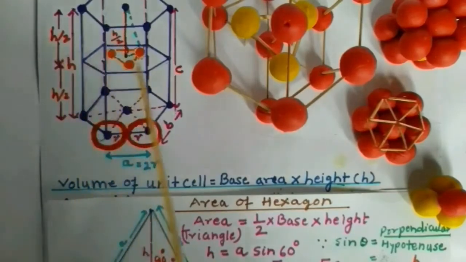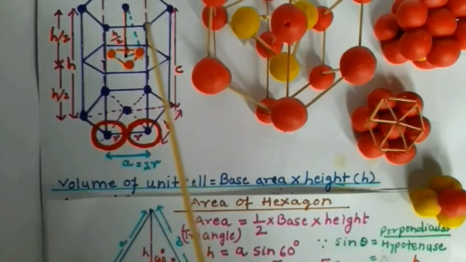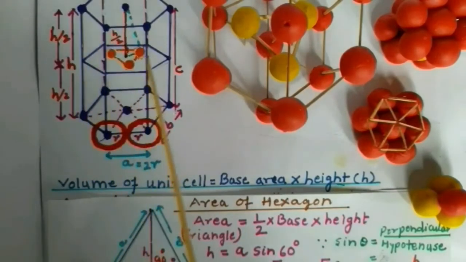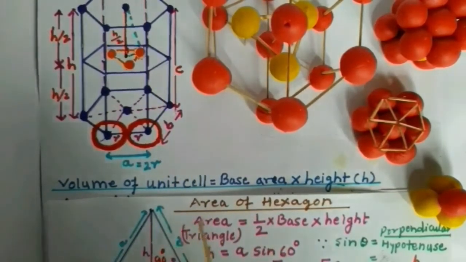So the distance between the two layers A and B is represented as H by 2. Here it is also H by 2. And this total distance between the first layer and third layer is represented as height. So height is nothing but twice the distance between the two layers A and B. Now let us calculate the area of the hexagon first.